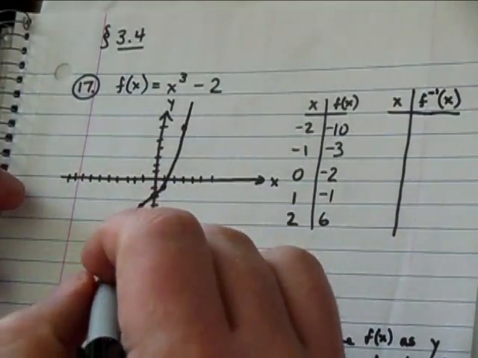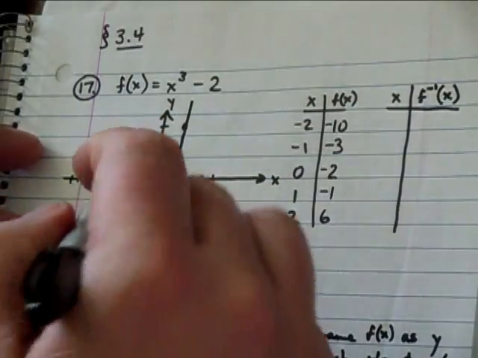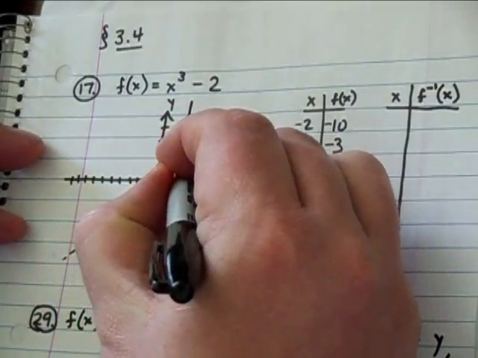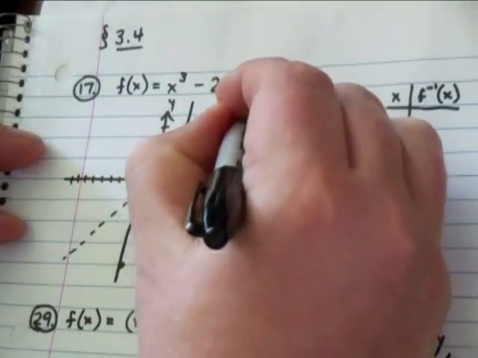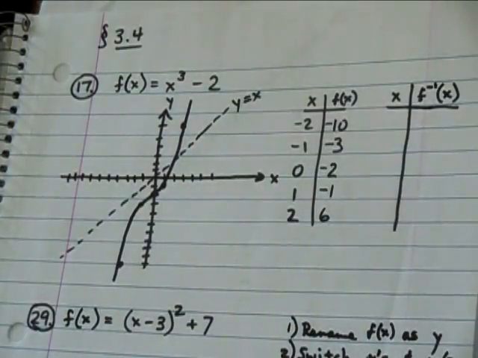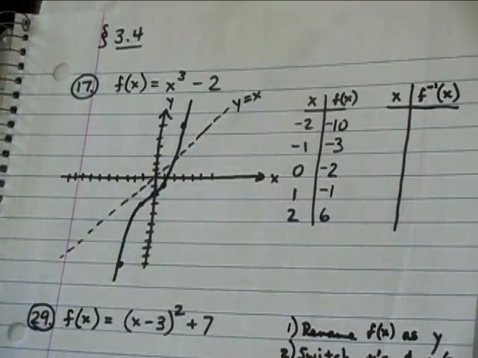An inverse function is always a mirror image of your original function if you put your mirror on this diagonal where y is equal to x. Well, it can be kind of complicated to do that graphically and try and flip this around that axis. So here's a trick that I like to use.